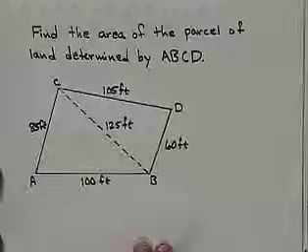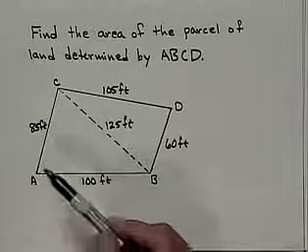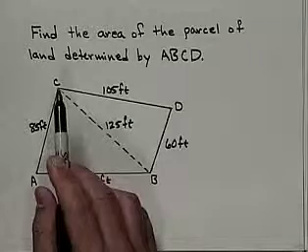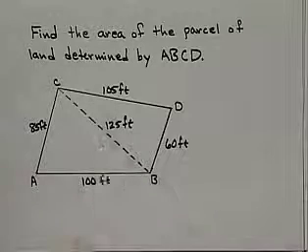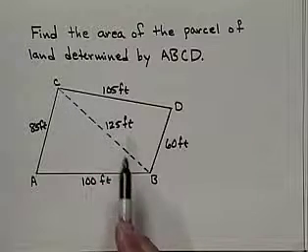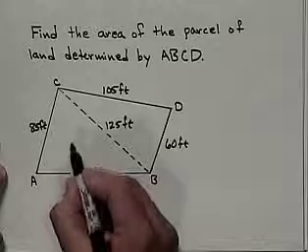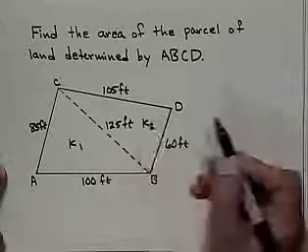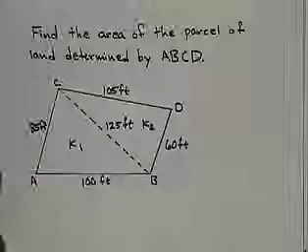We're asked to find the area of the parcel of land determined by A, B, C, D. So we have this trapezoidal shape, and we want to find the area of it. Notice if I divide this trapezoid into two pieces, I end up with two triangles. And we're actually also given that the length from C to B is 125 feet. Now, the way I'm going to do this problem is I'm going to call this area K1 and call this area K2. So I'll use Heron's formula to find the area of K1 and K2 and then add those two areas together. So we'll start off with the area of K1.